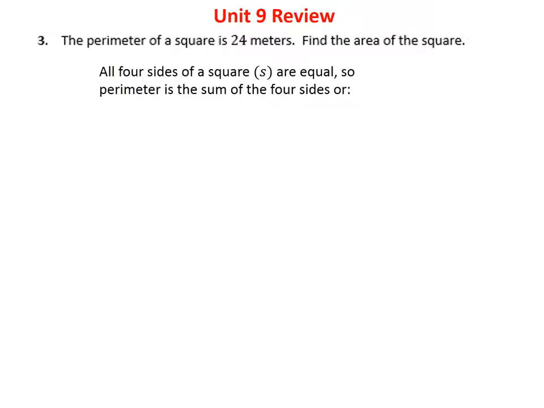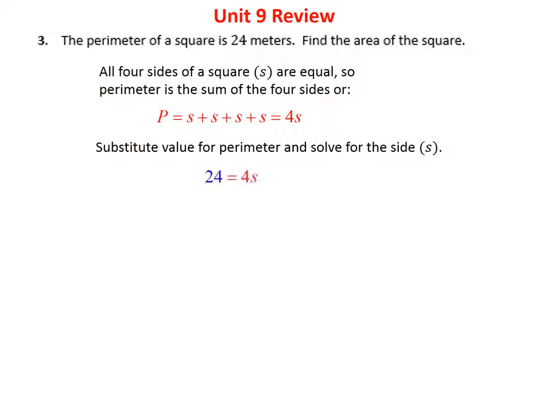So first, remember that all 4 sides of a square, we'll call the sides S, are equal. So the perimeter is the sum of all 4 sides. So S plus S plus S plus S, or 4S, is the perimeter, and they tell us that the perimeter is 24. So when I substitute 24 in for perimeter, now I can solve to find the side of the square. Divide both sides by 4, and we find out that the side is 6. So 6 meters is the side of my square.